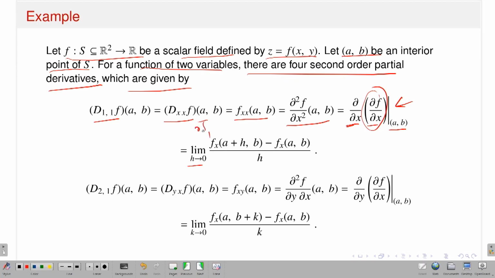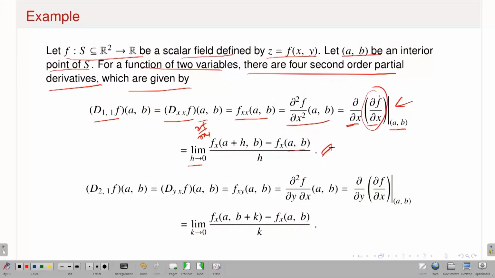So, this is the notation del f del x, at the point a plus h comma b minus del f del x at the point a b, divided by h. So, that means first you perform the partial derivative of f with respect to x variable, think about it as a function from a subset of R2 to R, and then perform the partial derivative with respect to x variable, and this is the definition.